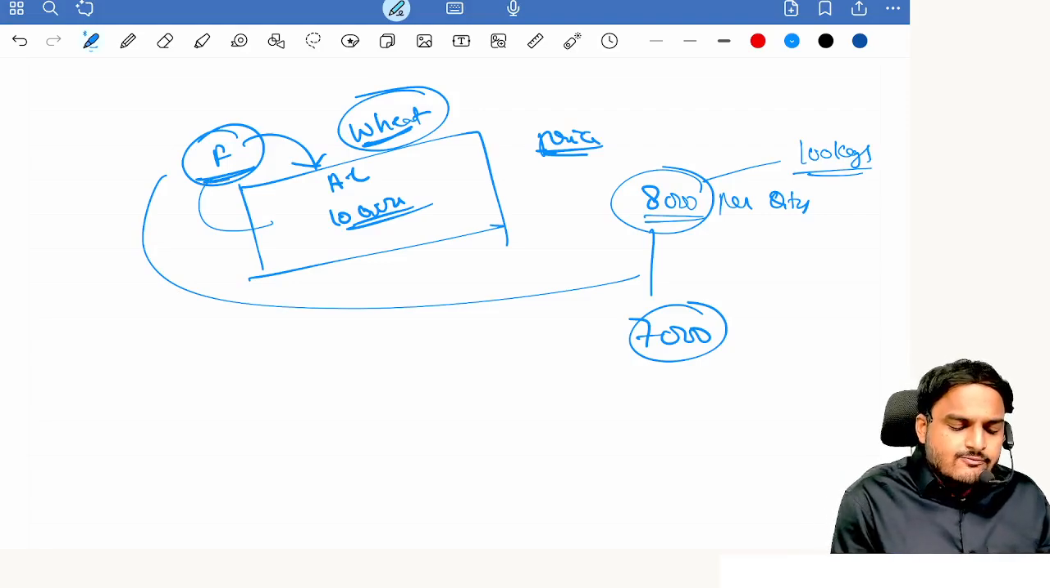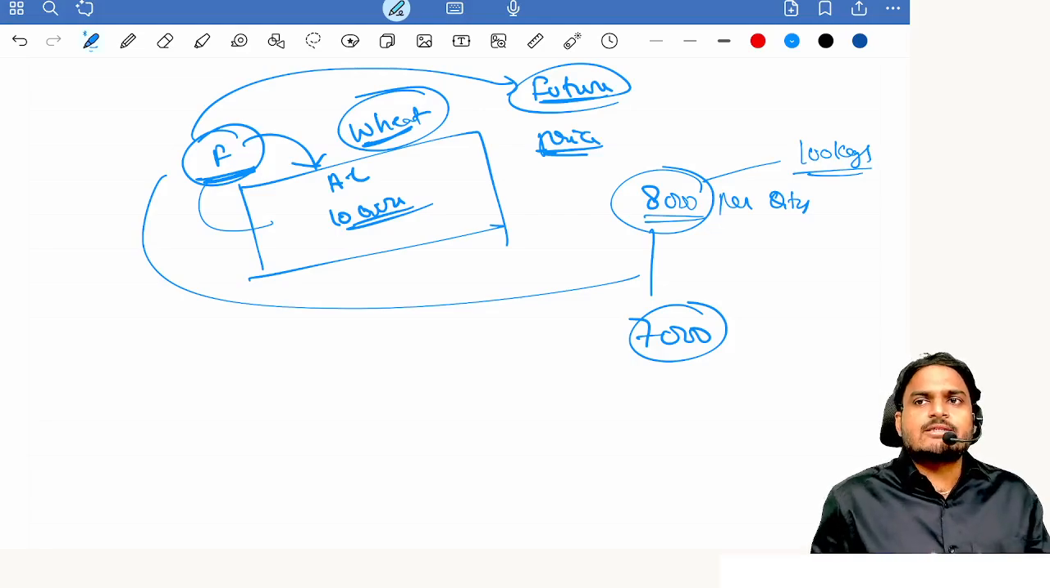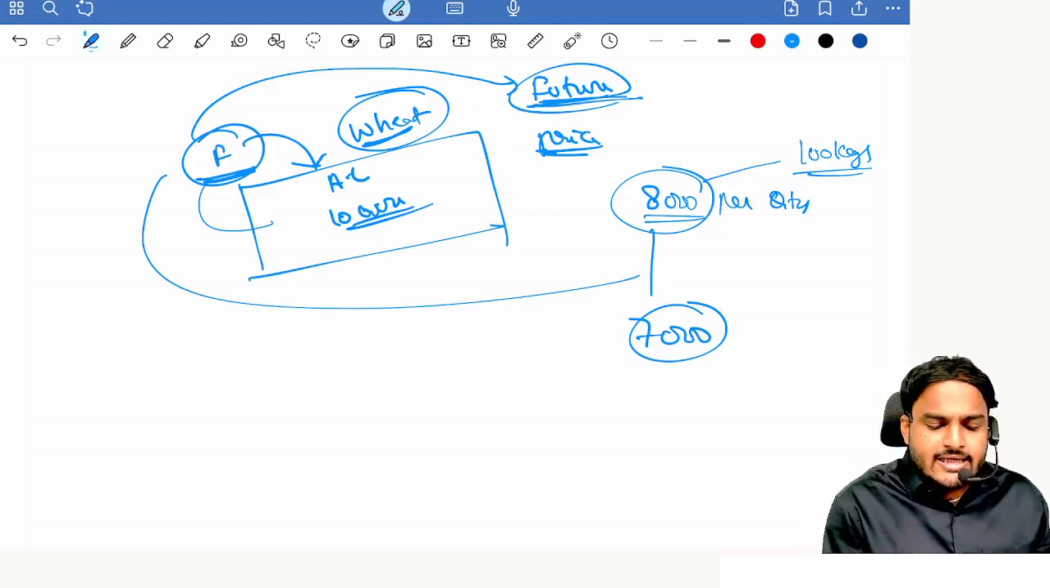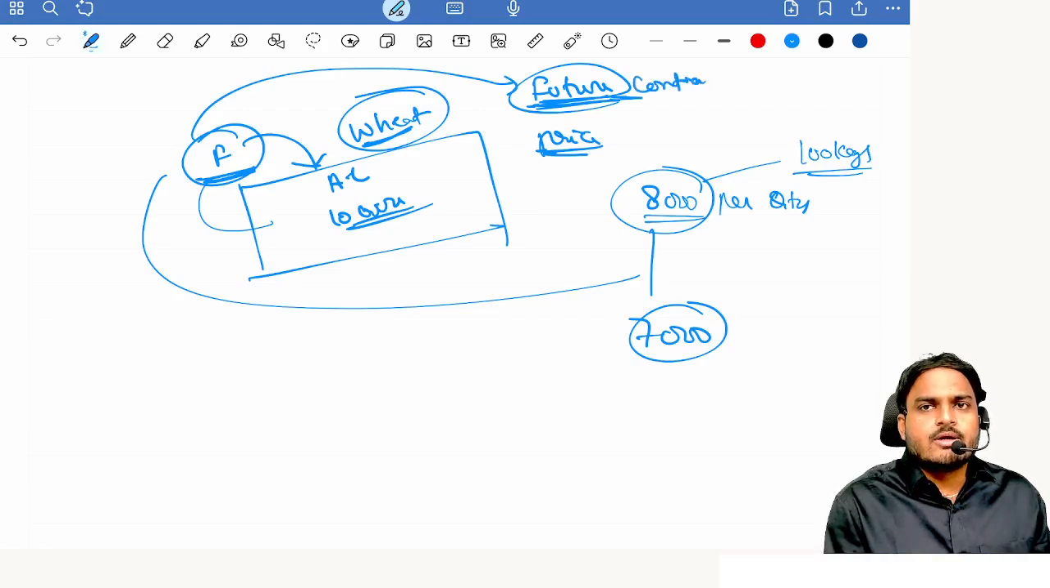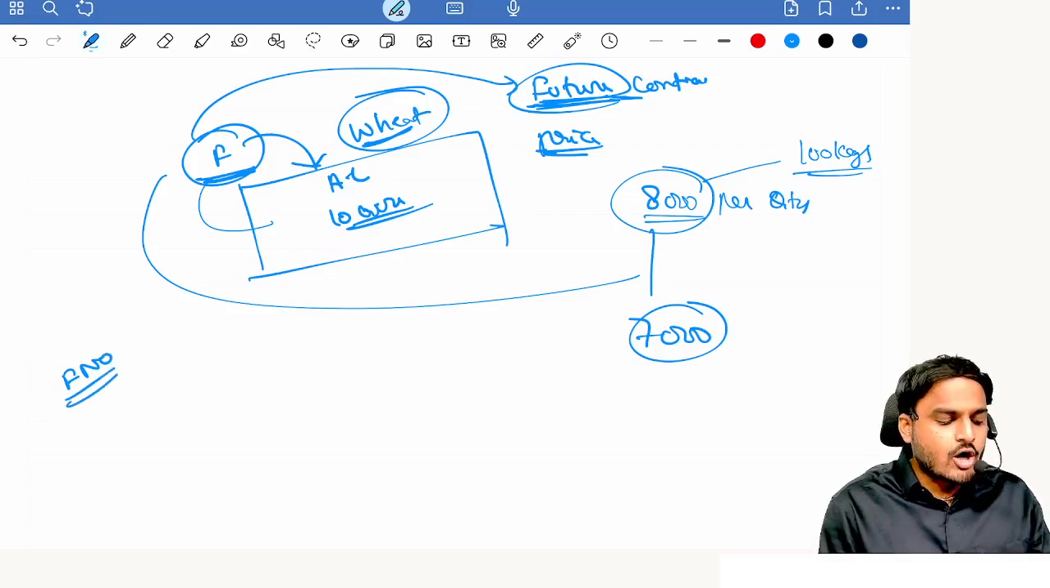So that's why this farmer will enter into a derivative contract. He will enter into a future contract. In fact, we call it a future contract. It's not a present contract, it is a future contract. The technical name of this contract is future contract. In the stock market, we have a concept called FNO, futures and options.